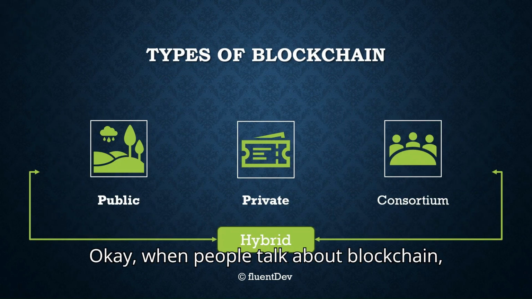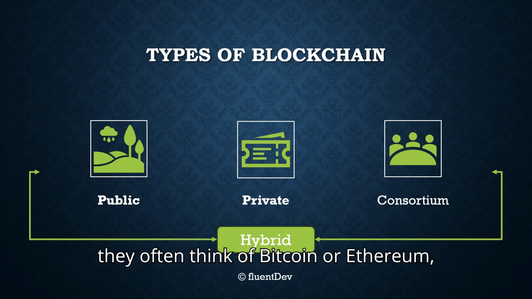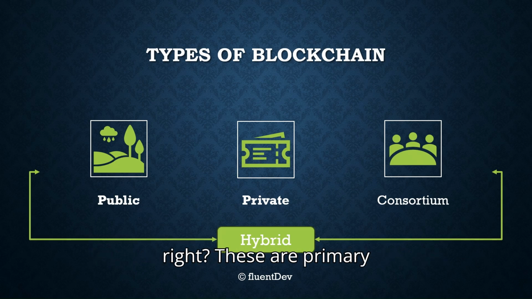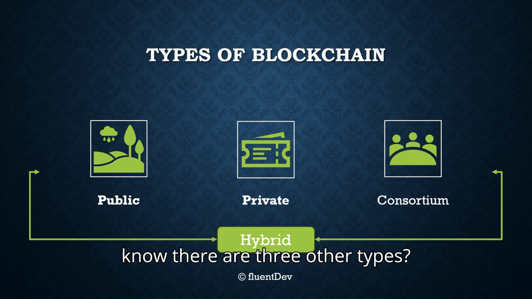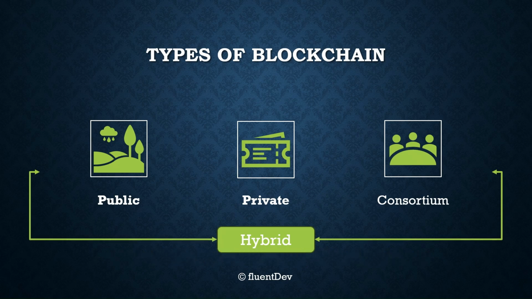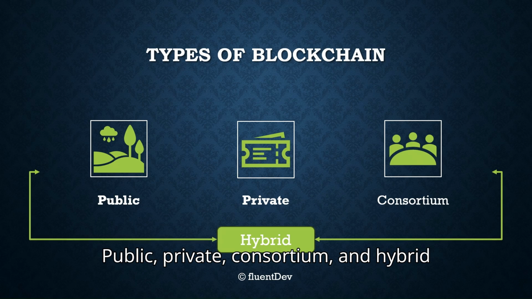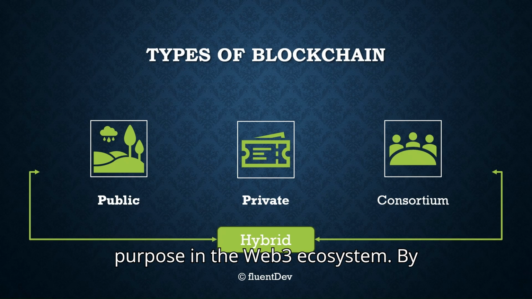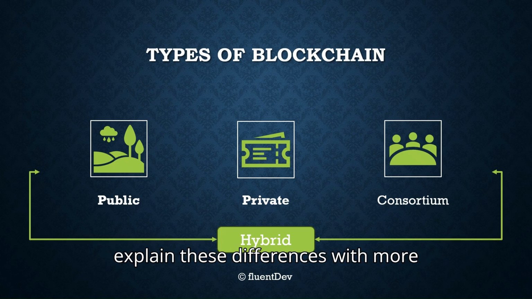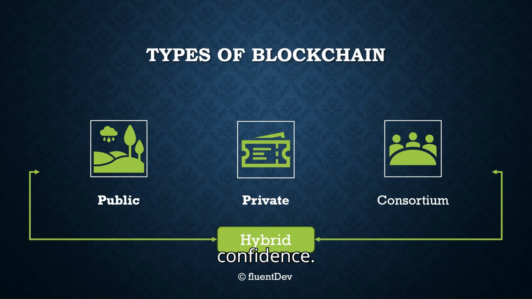Okay, when people talk about blockchain, they often think of Bitcoin or Ethereum, right? These are primary examples of public chains. But did you know there are three other types? Public, private, consortium, and hybrid blockchains each serve a unique purpose in the Web3 ecosystem. By the end of this lesson, you'll be able to explain these differences with more confidence.